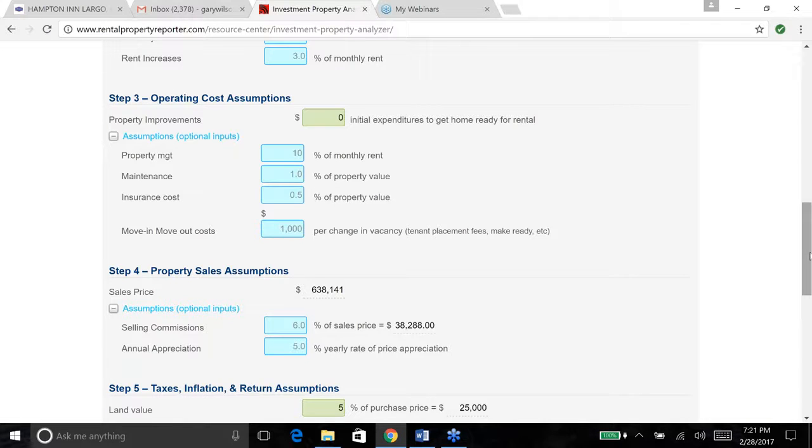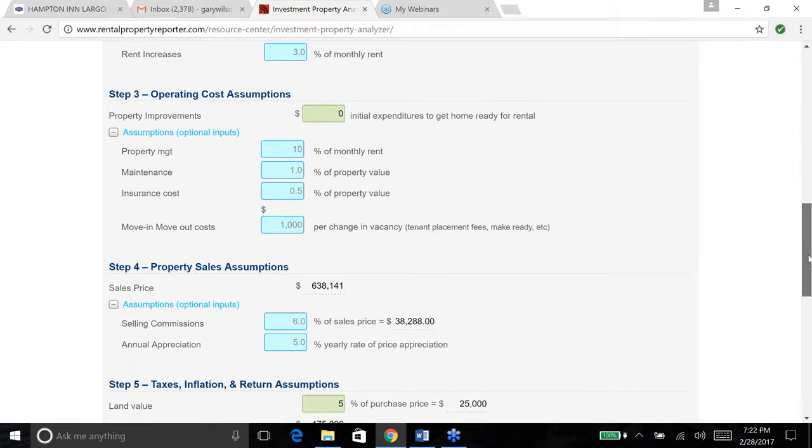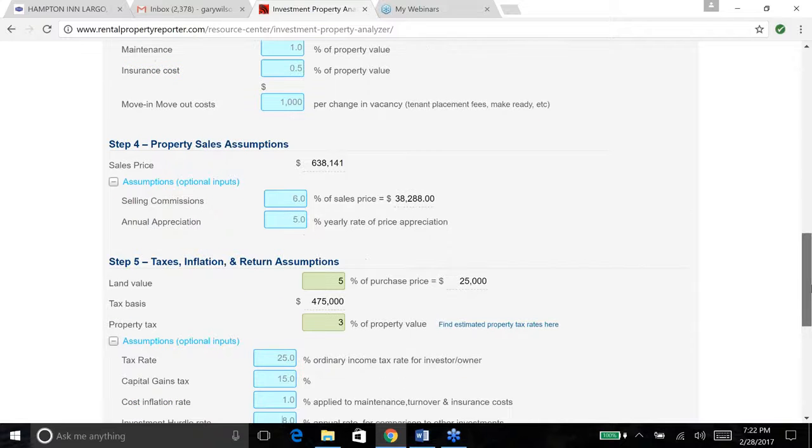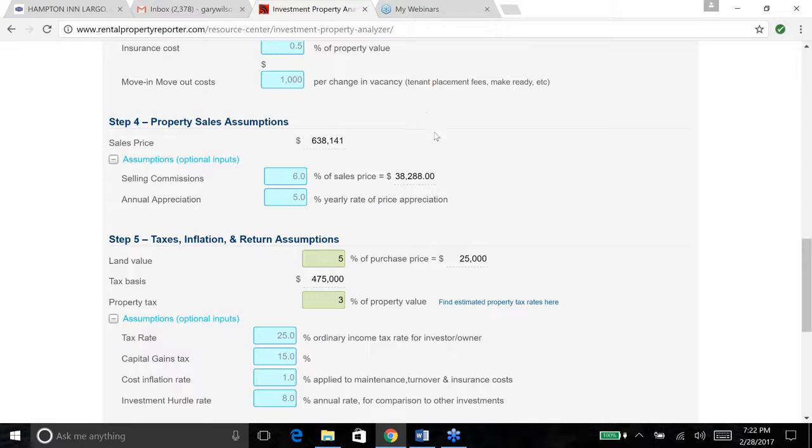Insurance cost 0.5%. Moving costs $1,000 per turnover. Let's see here. If we sold the property, and I think the assumption is a 5-year holding period, at your appreciation rate, you will be selling it for $638,141. Okay, we'll talk about more of that here in a minute.